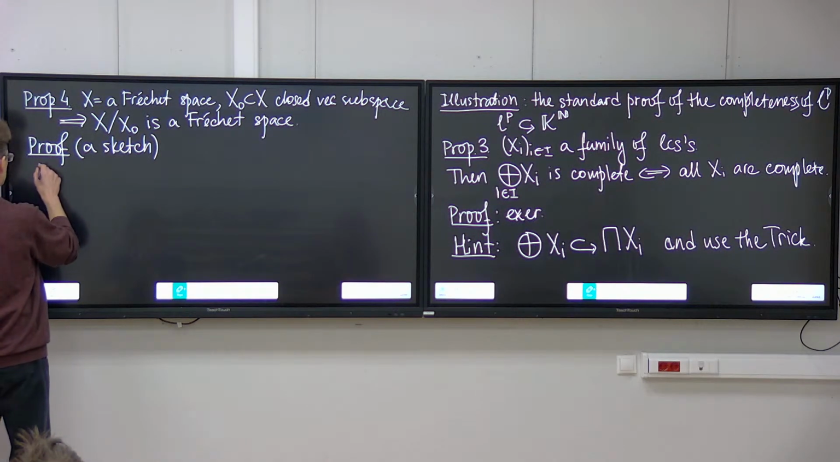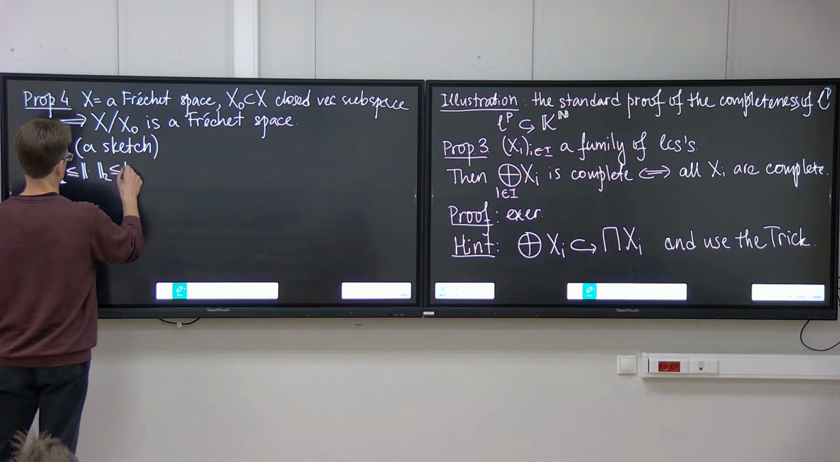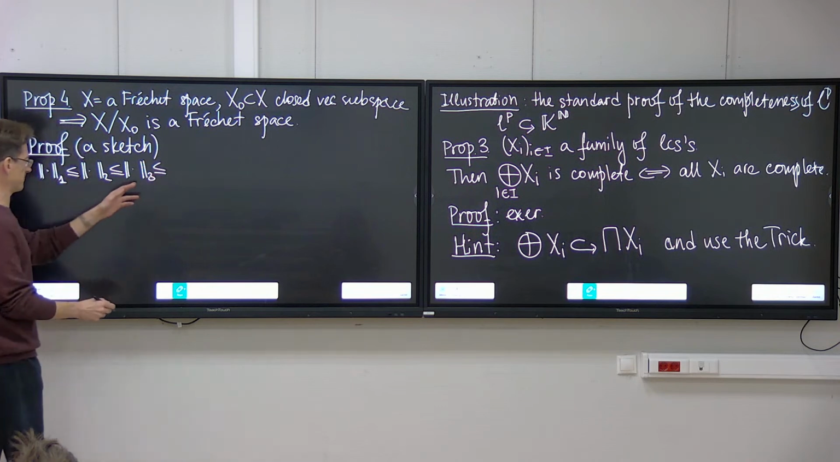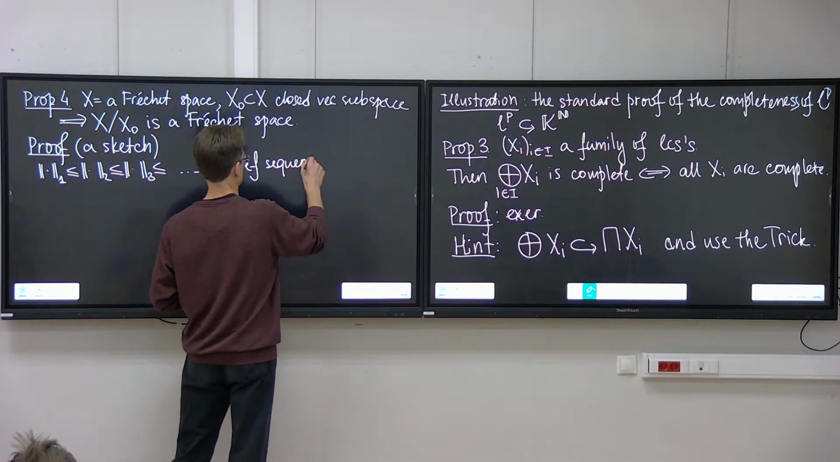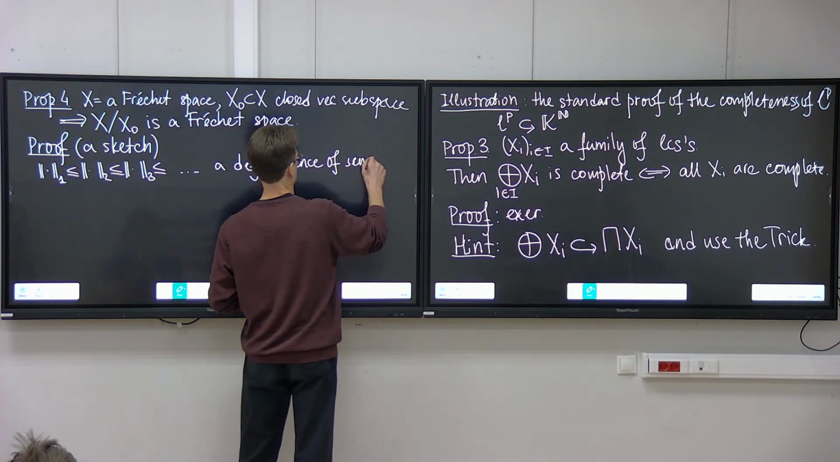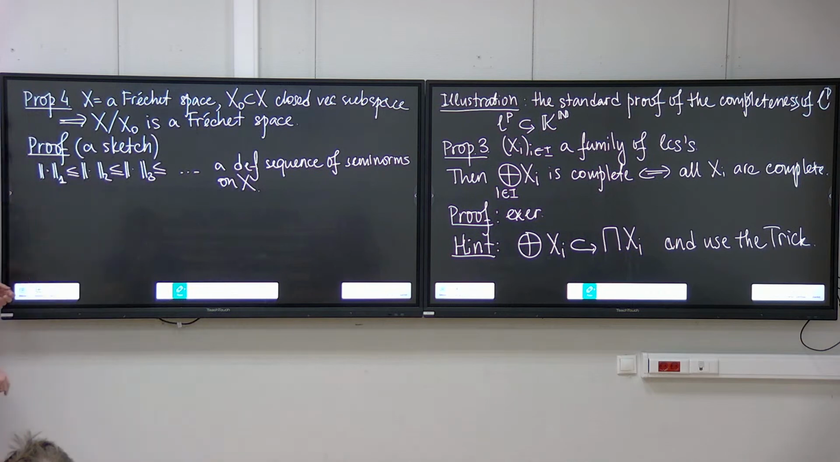And so to begin with, we choose a defining sequence of seminorms on X. Let's denote the seminorms like this. A defining sequence of seminorms on X. We may easily make it increasing, by first taking any countable family and then taking the maximum of the first one and the second one, then the maximum of the first one, the second one, and the third one, and so on. And in this way, we get an increasing defining sequence of seminorms.